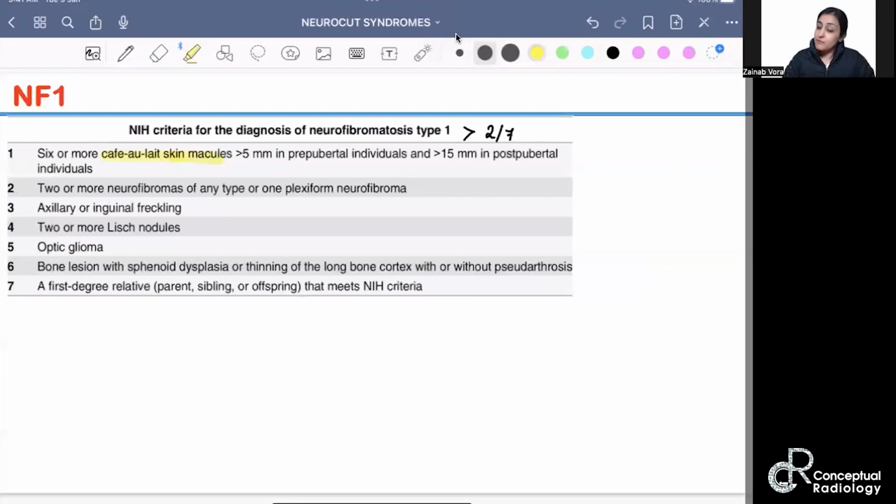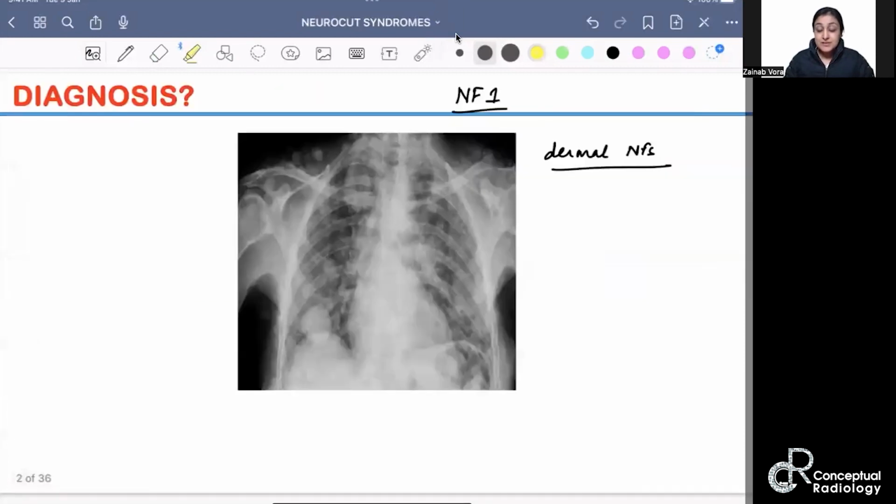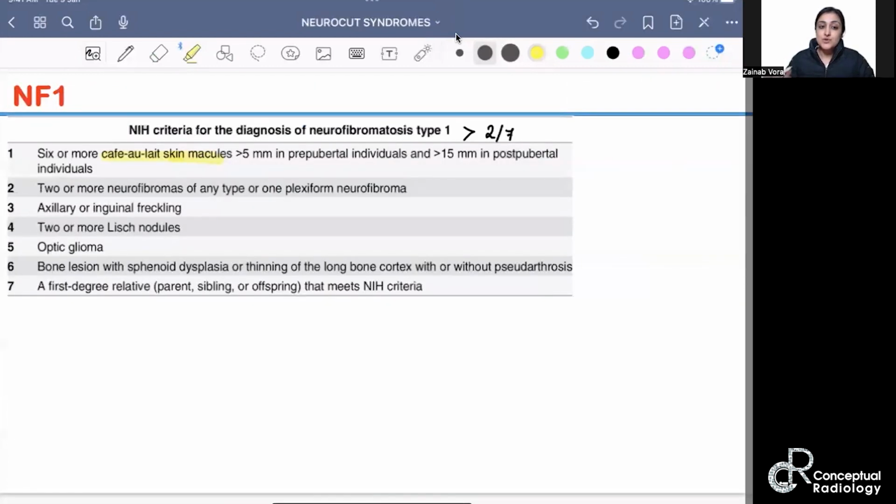2 or more neurofibromas of any type. So this you see innumerable, right? So 2 or more neurofibromas, or even one plexiform neurofibroma, or neurofibroma involving an entire nerve plexus. So we'll see both of these. So this is for the name itself, neurofibroma. Axillary or inguinal freckling, this has also been called the Crowe sign. 2 or more Lisch nodules. These Lisch nodules are hamartomatous lesions in the iris, right? So these are nodules in the iris.